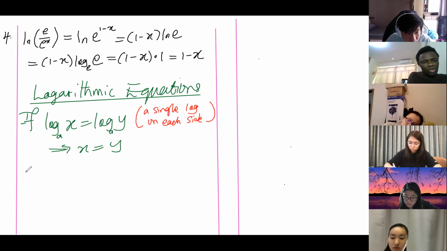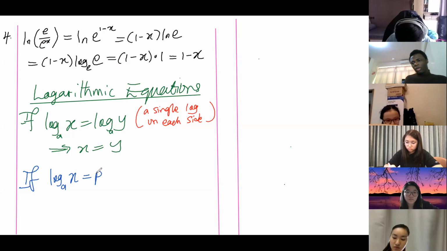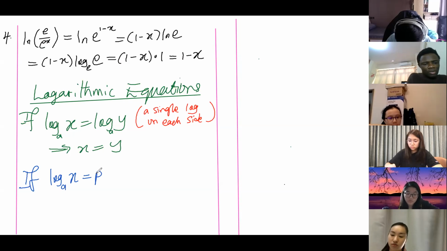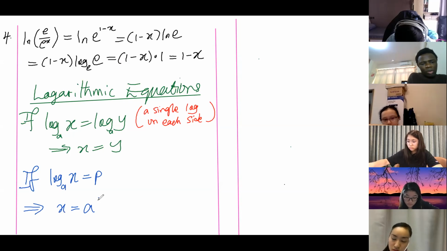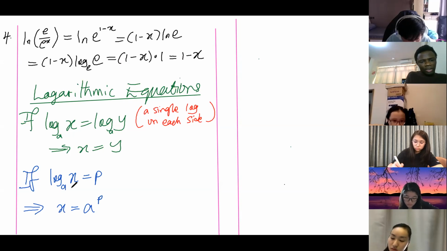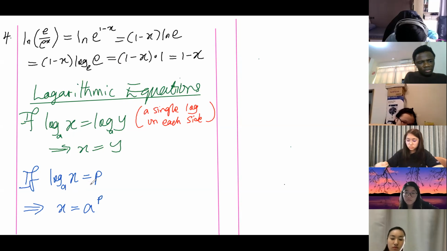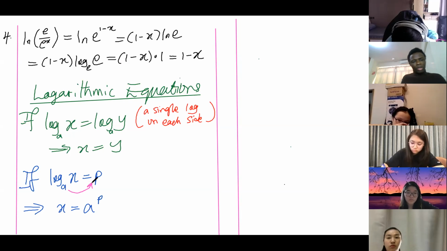So the second one is, if you have log on one side, which means non-log on the other side, then you apply that log law. So this will imply that x equals a to the power of p. Remember what OEU just used in his approach to solving that question. Then you apply that. So it looks like a is going to the other side to lift up that p. A is the base, a still remains the base.